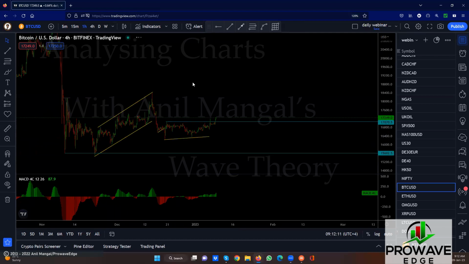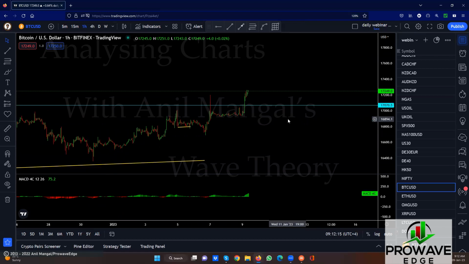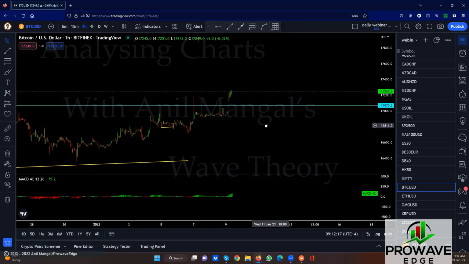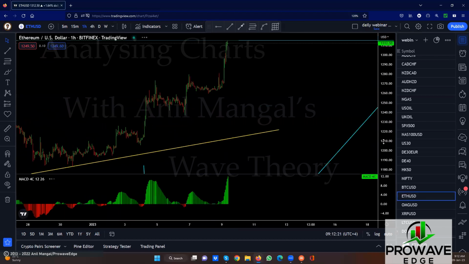Let me go into 1 hour. There's no flag to buy anything there. And even this wasn't the buy flag. So probably stay away from it. Ethereum, I'm just going to do a couple of them.